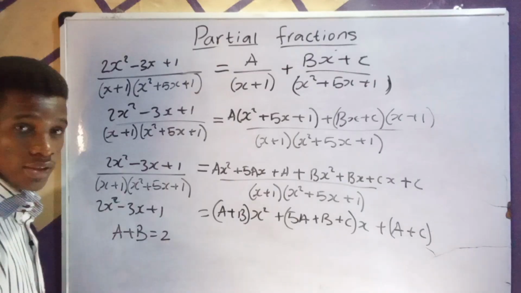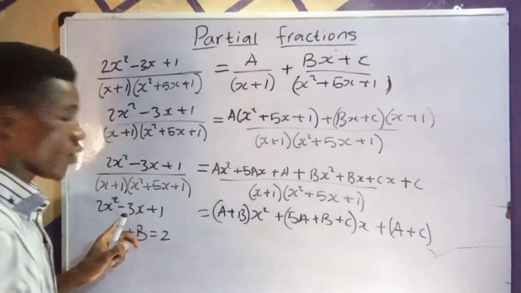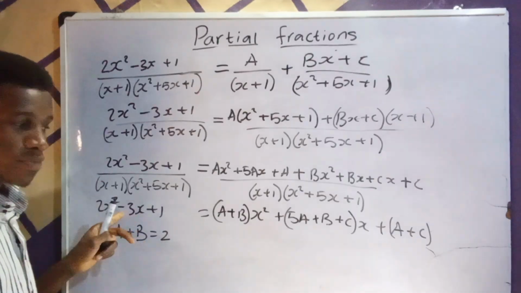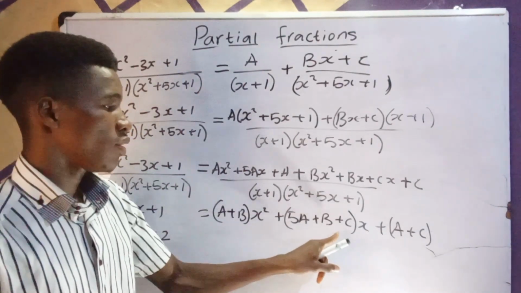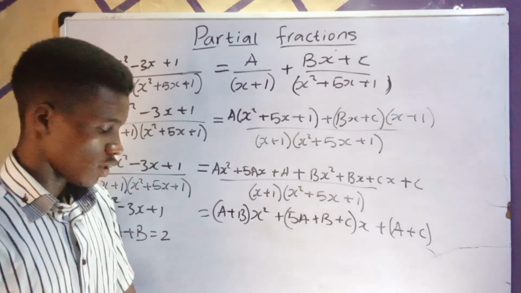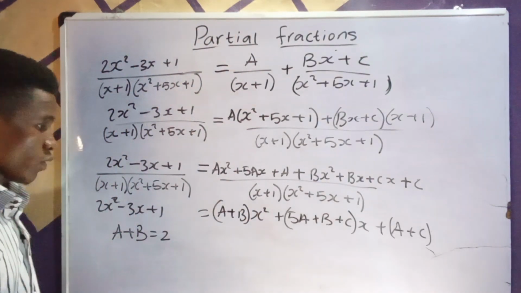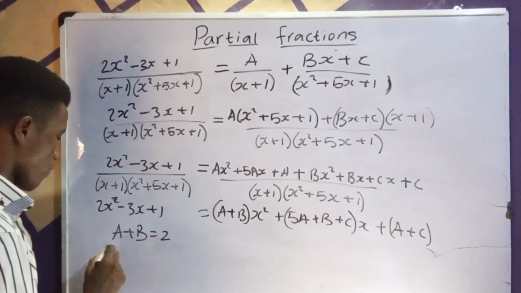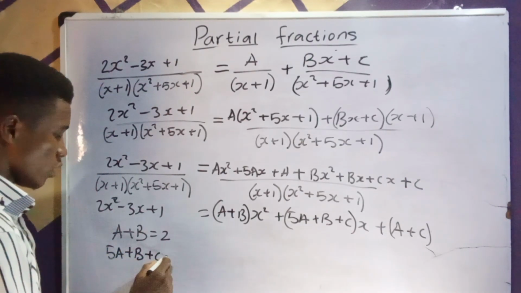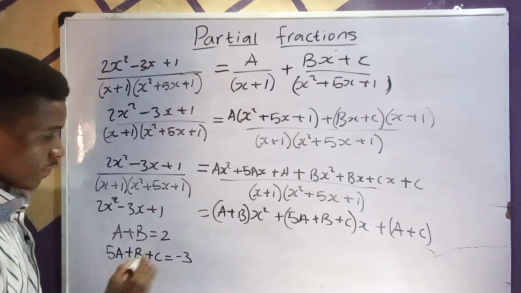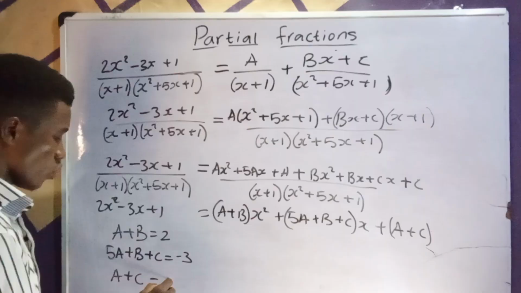2, right? So 5A plus B plus C will be equal to what? Minus 3, because the coefficient of x here is minus 3. The coefficient of x here is 5A plus B plus C, right? So here we say 5A plus B plus C equal to minus 3. Then finally we say A plus C equal to 1.